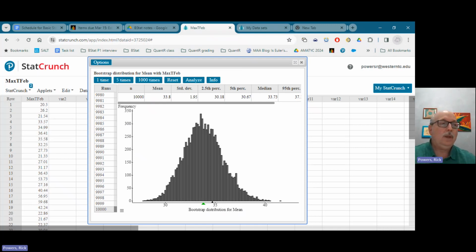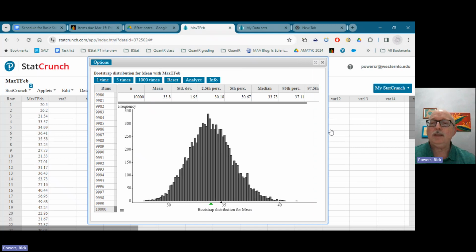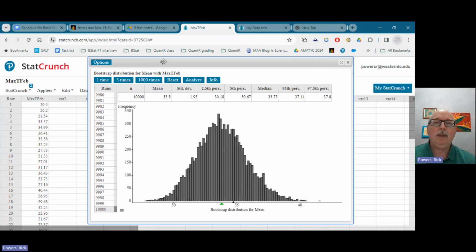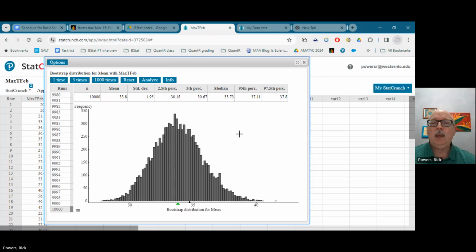Well, we want the 95% confidence interval. Generally, that's what we always want. Well, this is where some people get confused. We have to open this up a little bit. We have to make this window a little bit bigger to see the whole thing.